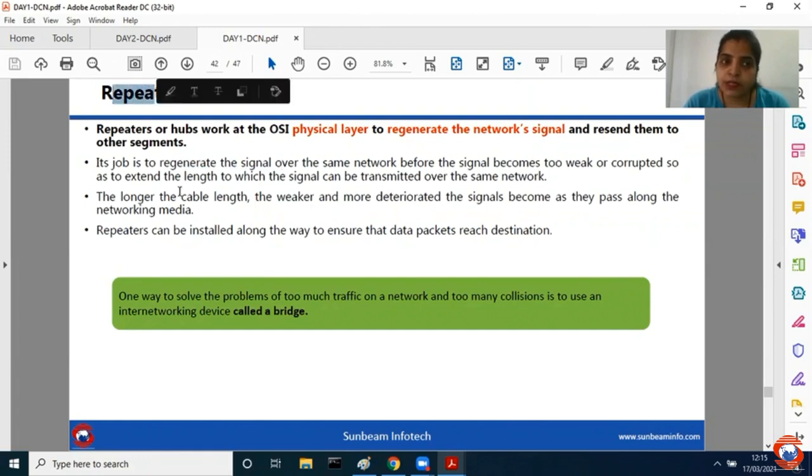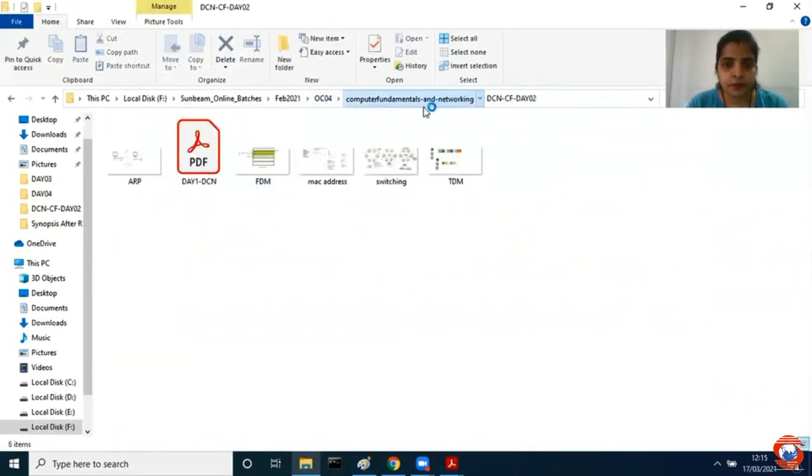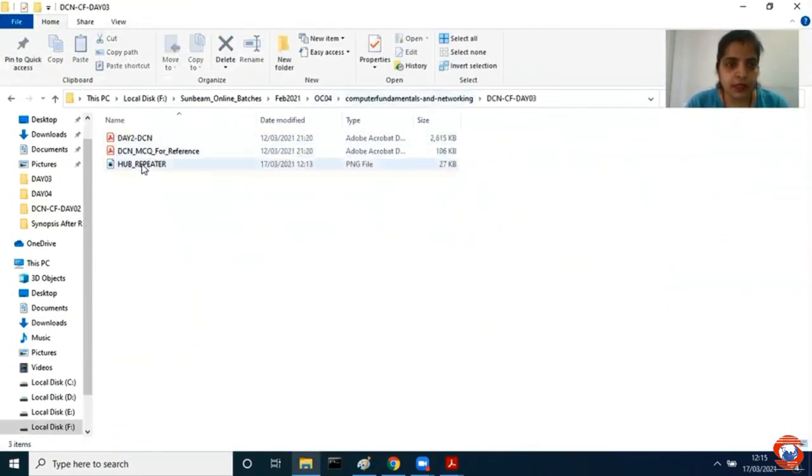But when you talk about repeaters में भी हमने ऐसे ही देखा. Let me go to the diagram. We have seen in case of repeater, I'll just open that once more.